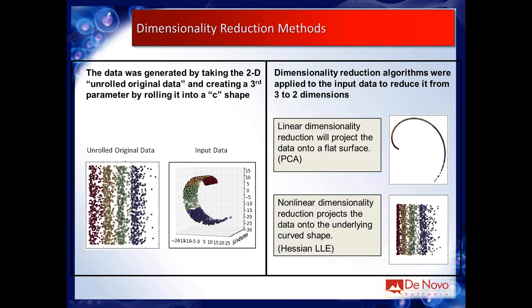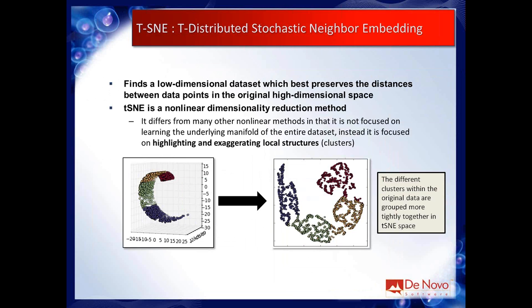And so it actually ends up basically unrolling this C and almost recovering that. So tSNE falls under the nonlinear dimensionality reduction category. But as you can see here, it's actually a little bit different from most traditional nonlinear dimensionality reduction methods, in that it highlights and exaggerates the local structures.